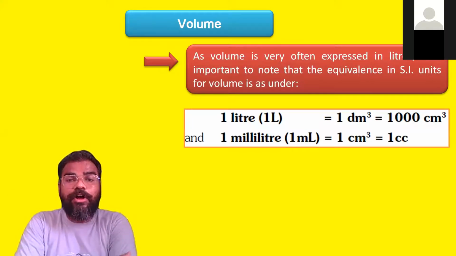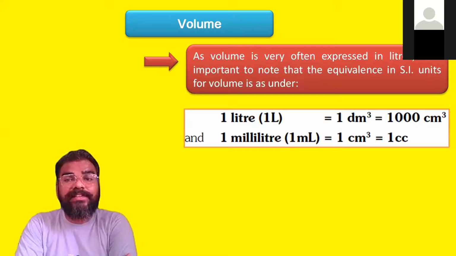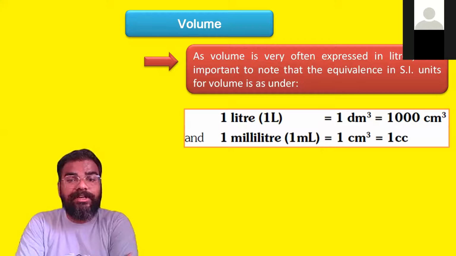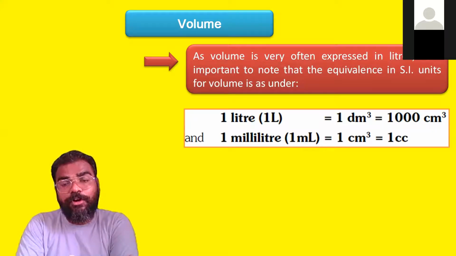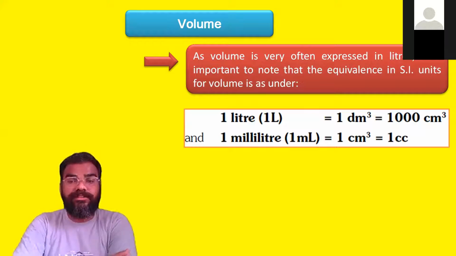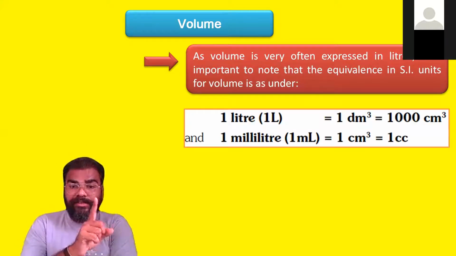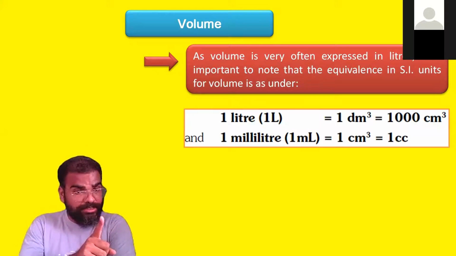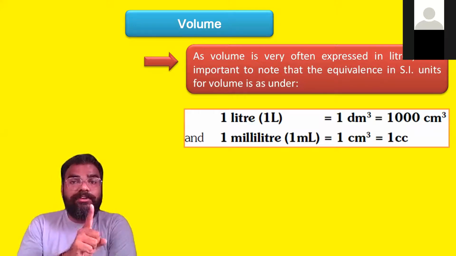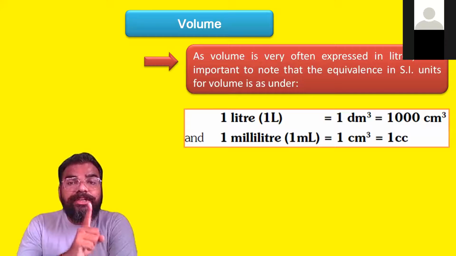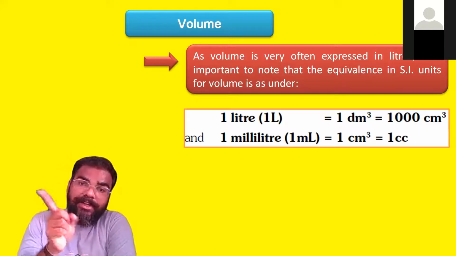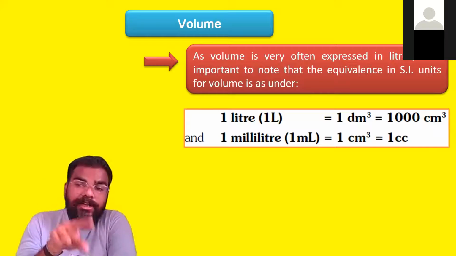It is important to note that the equivalence in SI units for the volume is as under. एसआई यूनिट्स में क्या है भाई, तो 1 लीटर is equal to 1 decimeter cube और 1000 centimeter cube, you can write. Okay, 1 लीटर, ये याद रखना है, बहुत इंपॉर्टेंट है बच्चों. 1 liter is equal to 1 decimeter cube is equal to 1000 centimeter cube. Okay, so 1000 centimeter cube के बदले आप 1 decimeter cube भी लिख सकते हो, 1 liter भी लिख सकते हो.